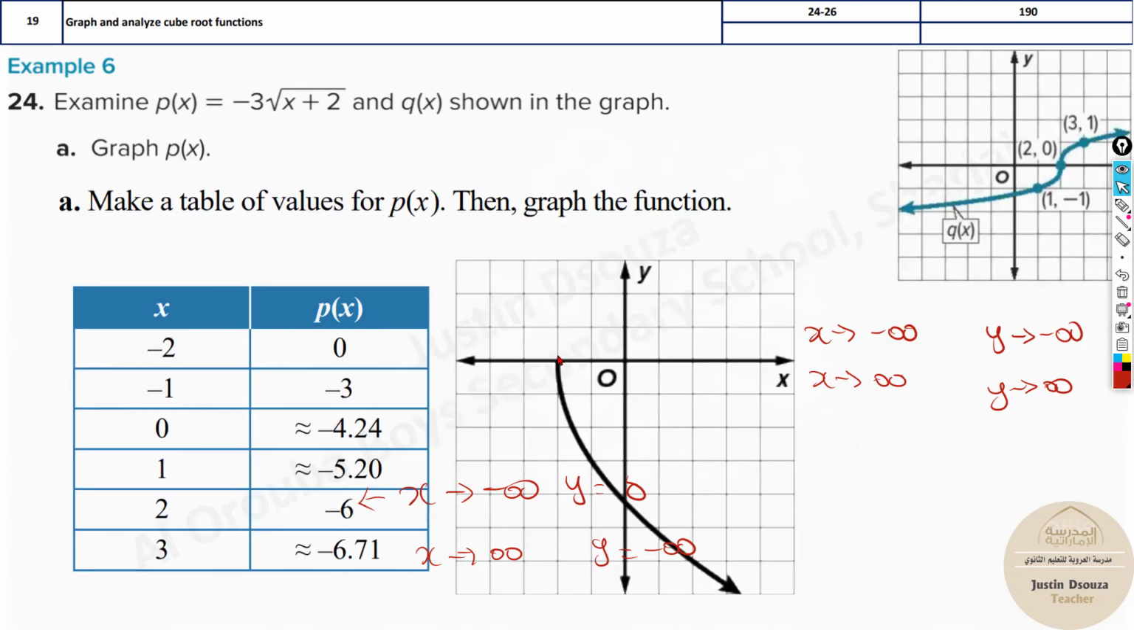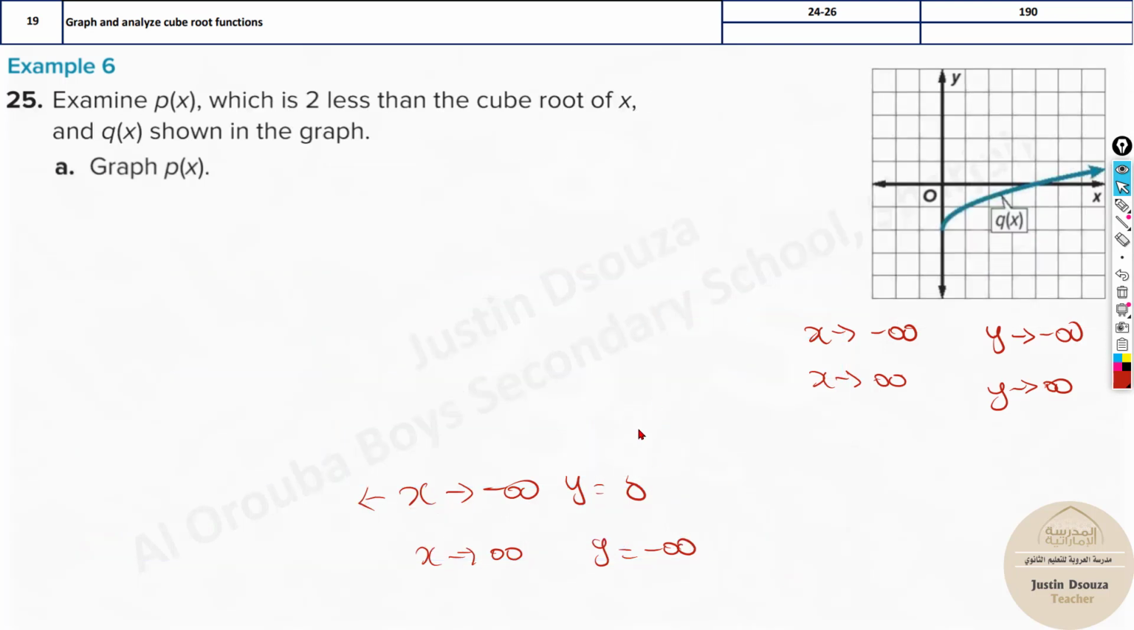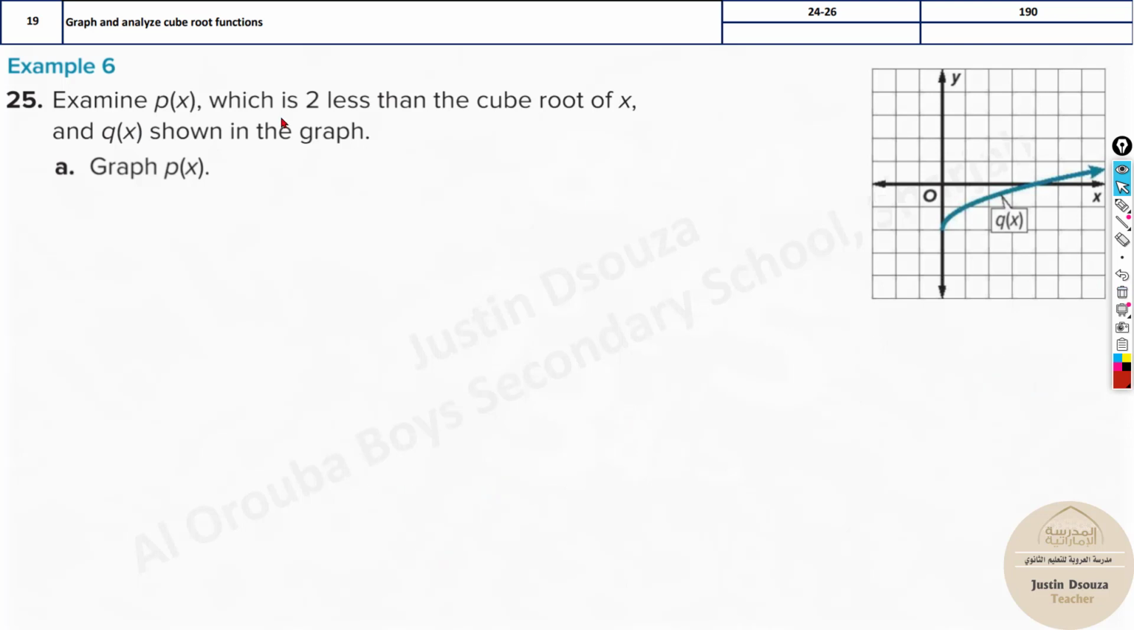Over here, whatever is greater than -2 is only negative. There is only a negative part of this square root function. So these are some comparisons. It's a very straightforward comparison. Nothing much in this. Same way over here, but I'll just tell you what this equation is. They have not given the equation, right?